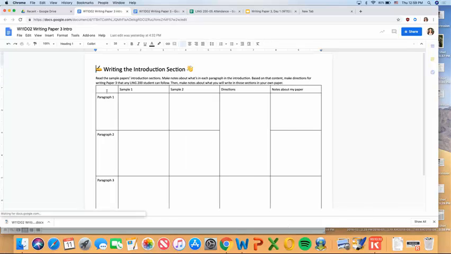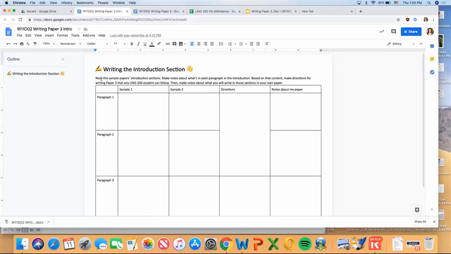So right now I'm going to ask, can I have someone read the directions? How about Amma? Can you read the directions? And everyone listen to your classmate reading the directions. Read the sample paper and production sections. Make notes about what's in each paragraph and the introduction. Based on the content, make directions for writing paper 3 that any link to 100 students can follow. Then make notes about what you will write in those sections in your own paper.